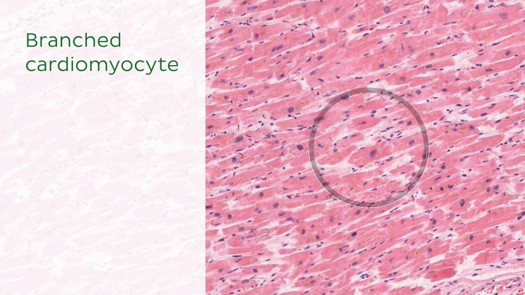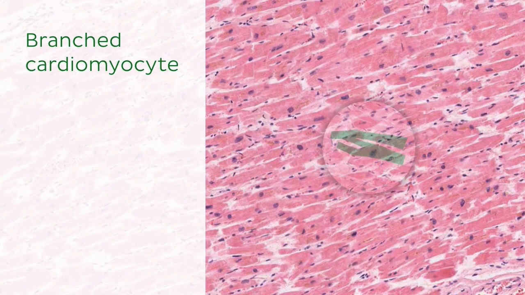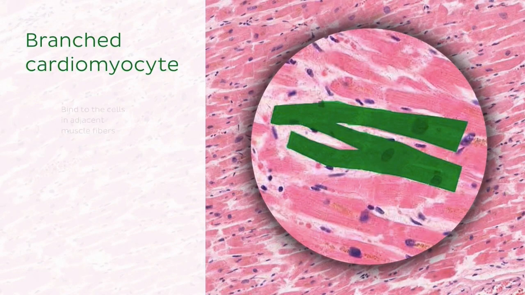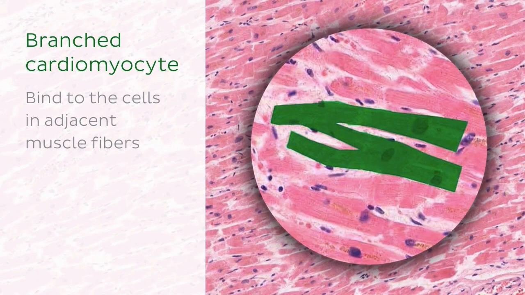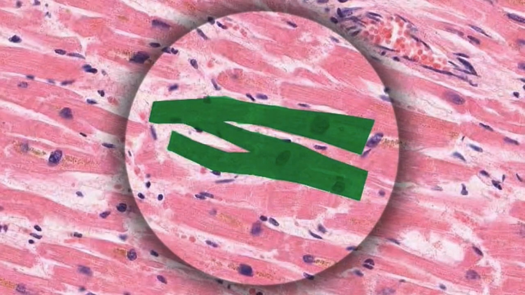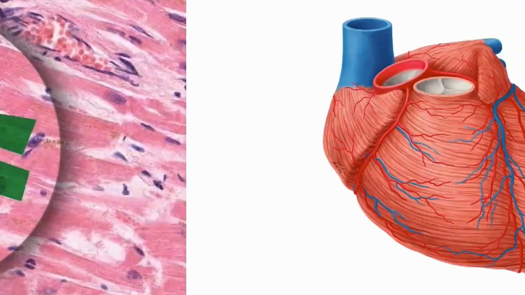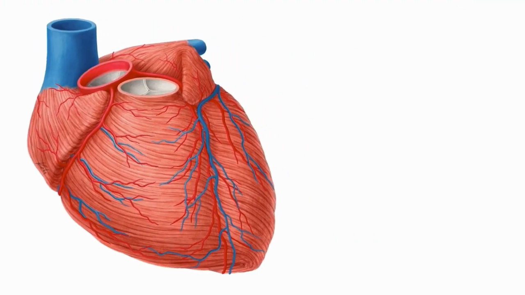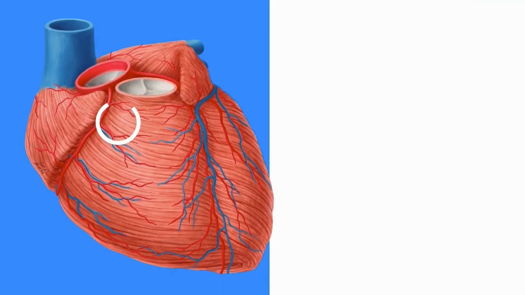For the most part, cardiomyocytes are branched, and here we see a micrograph highlighting exactly that. Such branched cardiac muscle cells often bind to the cells in adjacent muscle fibres. It should be noted that these branched cardiomyocytes are more often seen in samples taken from patients with hypertrophic cardiomyopathy, or enlarged heart muscle.